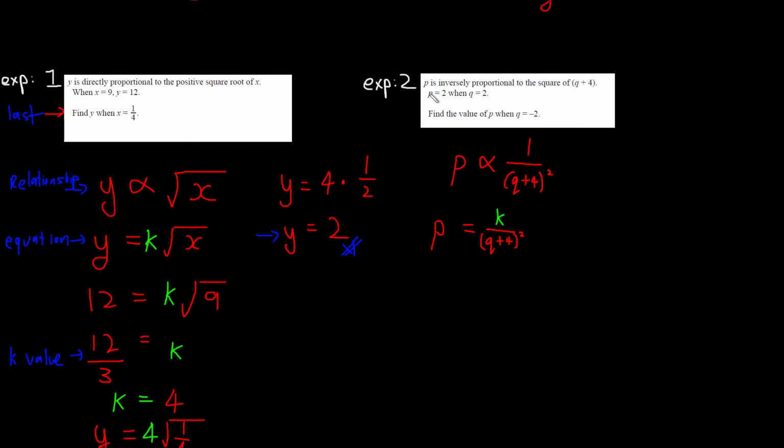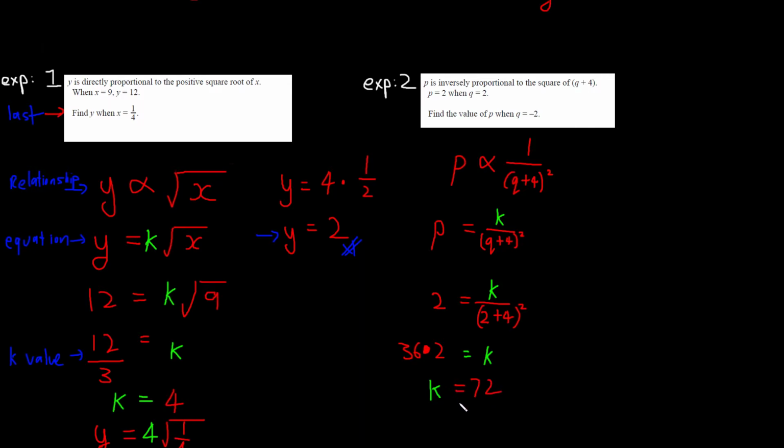So when p equals to 2, q equals to 2. When p equals to 2, okay, q equals to 2 plus 4 square. So k would equals to 2 plus 4 square. This is actually 6 square, which is 36 times 2. 36 times 2 times 2, right? So therefore k is actually equals to 72.